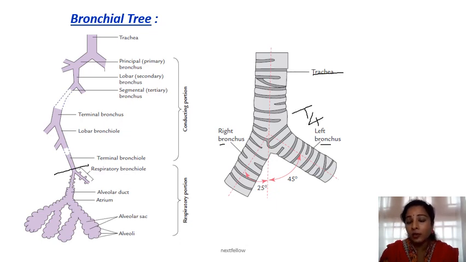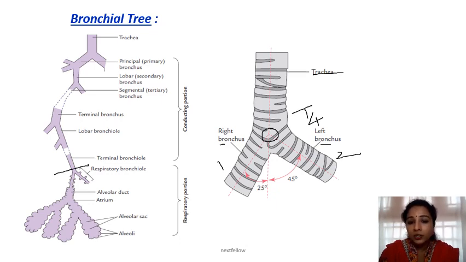It divides at the level of T4, that is at the level of the sternal angle or Lewis angle. And the site where it divides is called the carina. So the carina is very important during bronchoscopy, and it divides into right and left bronchus. The right bronchus is a little shorter, about 1 inch, whereas the left bronchus is 2 inches.